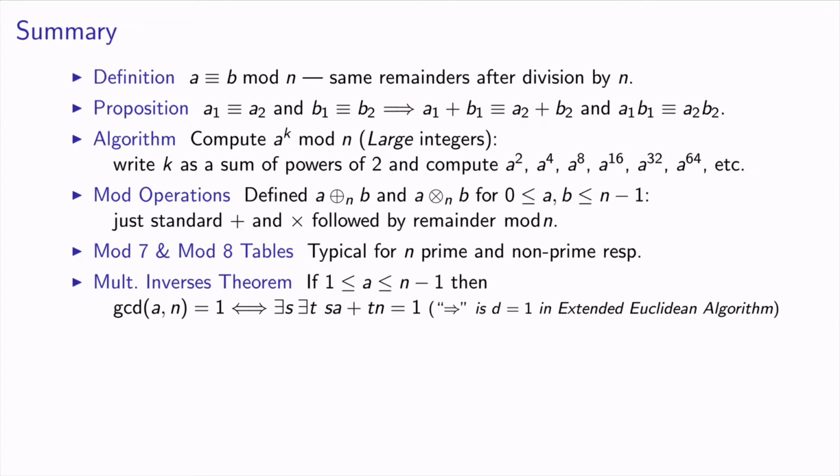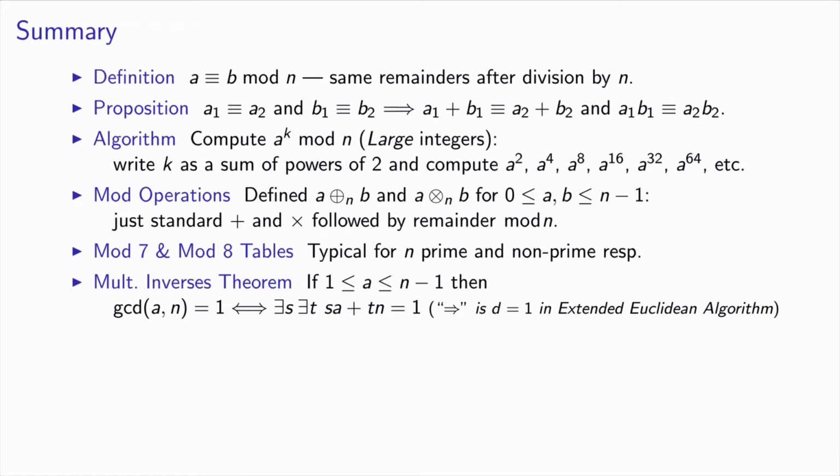Then we gave the multiplicative inverses theorem, and if we're working modulo n and we take a number a between 1 and n minus 1, then provided the greatest common divisor of n and a is 1, that means n and a have no common factors, which will always be the case if n itself is prime, because if n is prime and a lies in this range, then certainly a cannot divide n, cannot divide a prime.